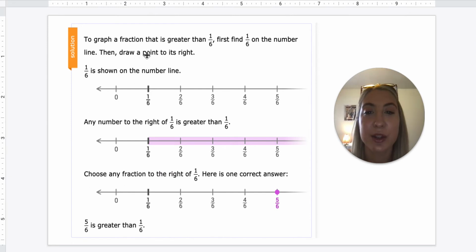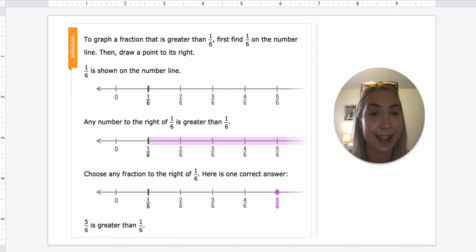So here they're asking us to graph a fraction that is greater than 1/6. So first what we want to do is find the fraction on the number line. So I see we have 1/6 right here. Remember, that's one part out of a total of 6 equal parts. So now we remember greater means bigger than, and that's everything to the right. So greater means it's bigger than 1/6. So I could graph 2/6, 3/6, 4/6, or 5/6. All of these are bigger than our 1/6 because they're all to the right. So any of these could be the right answer. Now if I wanted to graph something smaller than 3/6, I could graph 2/6 or 1/6. Those are smaller and they're to the left.